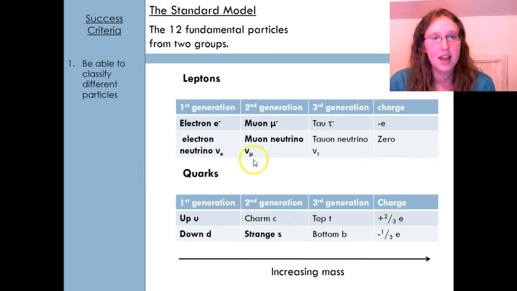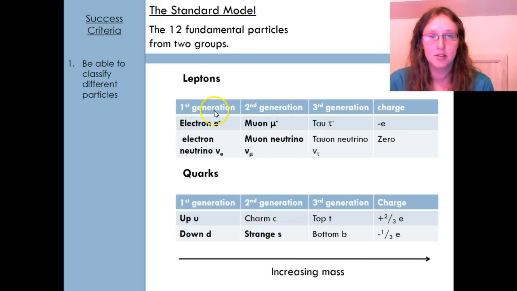Now the ones that I have coloured in bold are the ones that you are expected to be aware of for the exam, but it seemed a bit silly to miss out all the others if we're going to talk about the Standard Model. So I will mention them, but you just need to make sure you definitely remember the properties of the ones that are in bold.